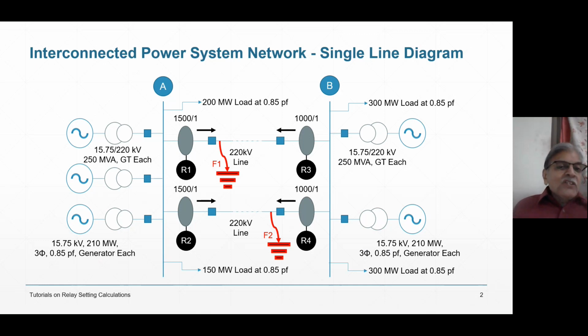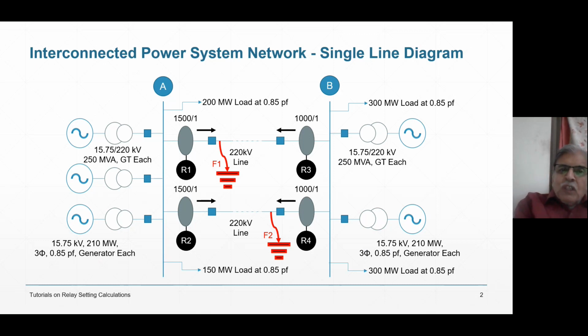So obviously when a fault occurs, the fault will be fed by generators at both ends. That is very obvious. On the right side, the CT is 1500/1. R1 and R2 relays are being fed by the secondaries of CT 1500/1. R3 and R4 are the other relays on side B. Yes, right, R3 and R4. These relays are fed by 1000/1 CTs, and all four relays are obviously directional, with the operative direction away from the bus, as shown. So that is how the system is.